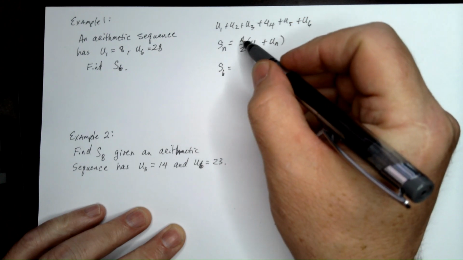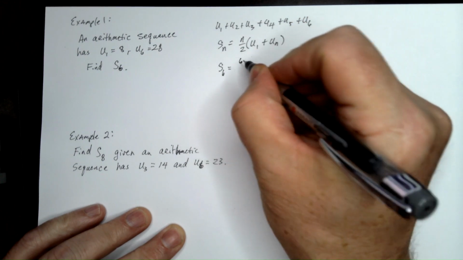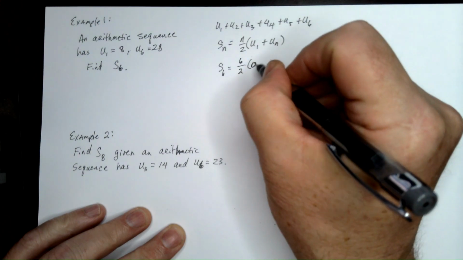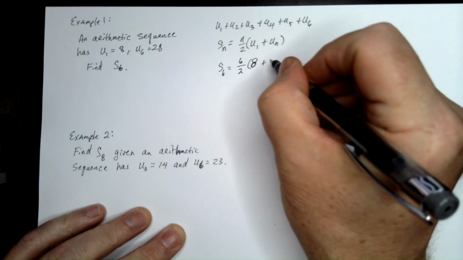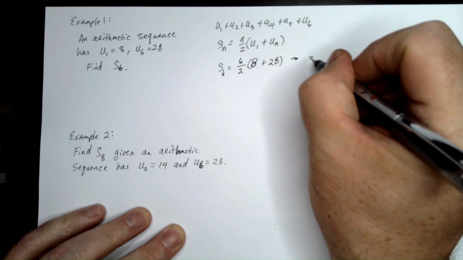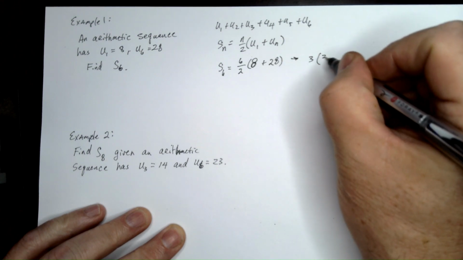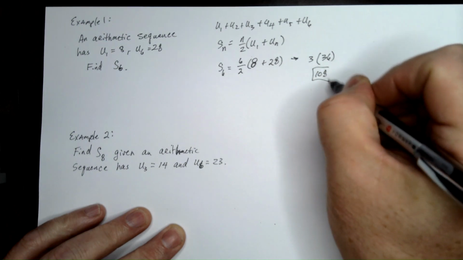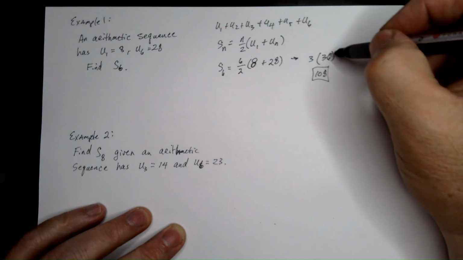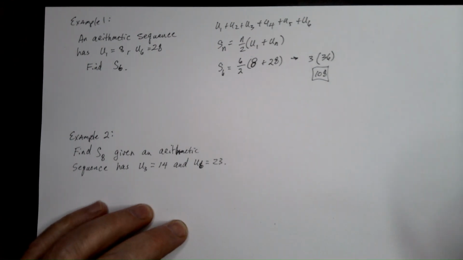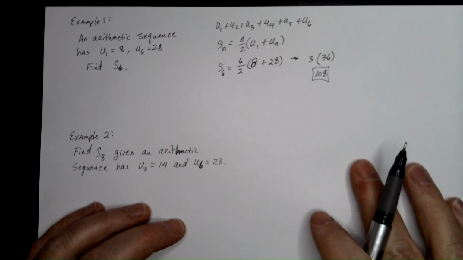So we have 6 right here, right? So 6 over 2. U sub 1 is, I'll go ahead and write 8 plus 28. Right? So that's going to give us 3 times 36. So I think that's 108. Yeah, that's 108. So those are pretty straightforward. They're not too bad if it's just like that and you just plug it in.